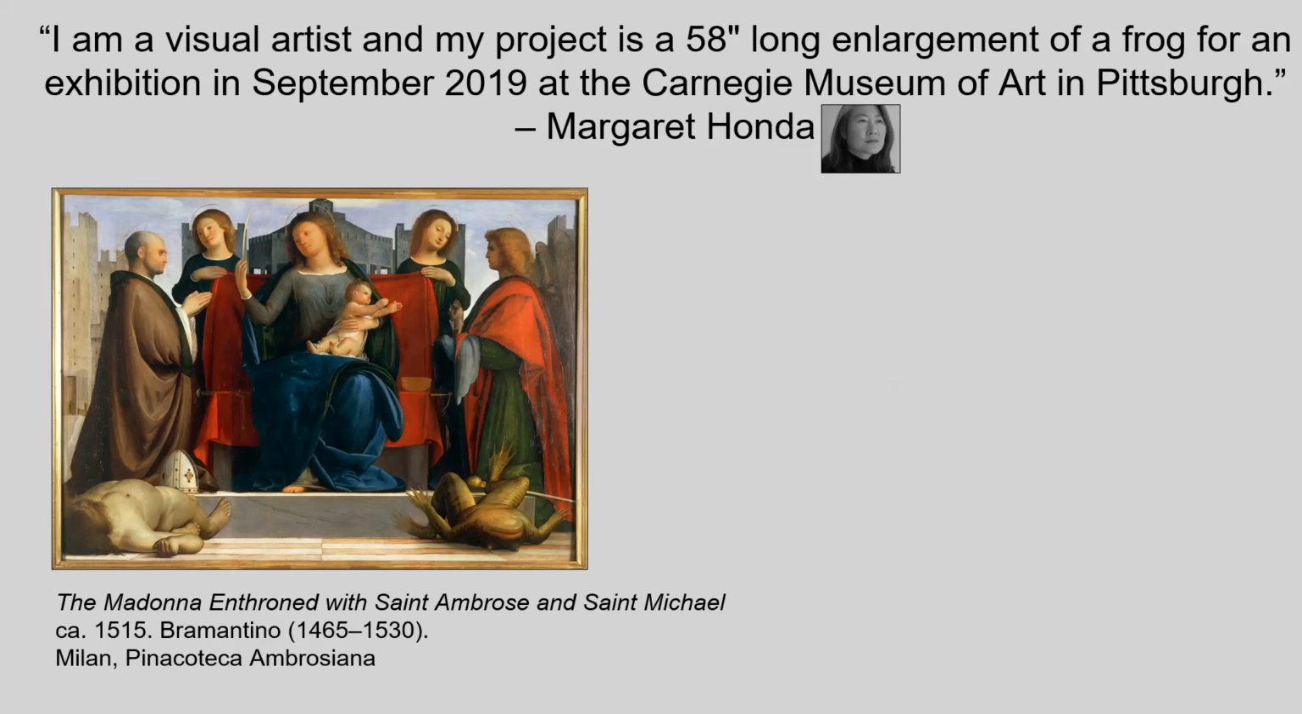So a couple of years ago, I was contacted by Margaret Honda, who is a visual artist who is doing an exhibit for the Carnegie Museum of Art in Pittsburgh. And I can't explain why she was doing this, but this is what she wanted to do. There was a famous painting from the early 1500s by Bramantino that features this frog. Why does it feature a frog? Well, because frogs, in a biblical sense, were viewed as bad. This was actually a symbol, at least in the correspondence from her, of evil and bad things in this picture, right?